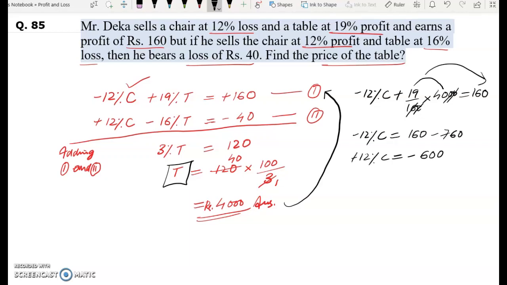Now we can cancel this minus. So 12% of C. So C will be how much? C will be 600 divided by 12%. So this will be into 100 divided by 12. So 12 into 5 is 60. So we will have the price of chair will be how much? 5 and 3 zeros. That is rupees 5,000. And this is our answer.